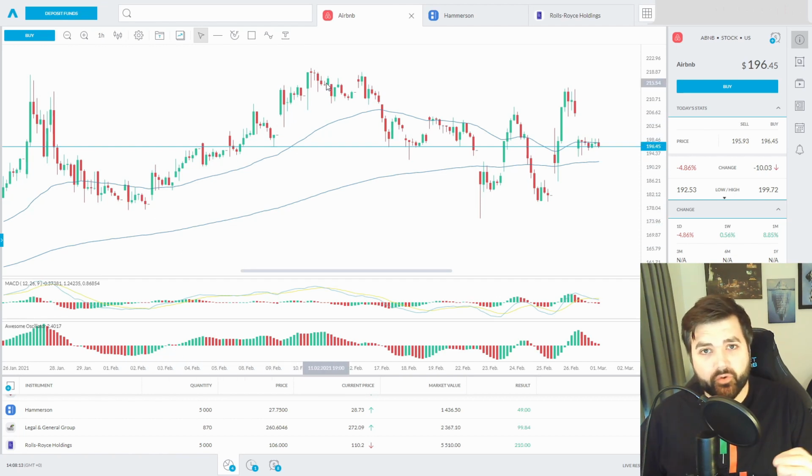So I quite like using the awesome oscillator and the MACD alongside each other to help give me an indicator of when to buy. So the time to buy on the awesome oscillator will not be at this point here, and on the MACD would not be at that point there. And that happened with this chart. It trended downwards, at one point hitting 173.